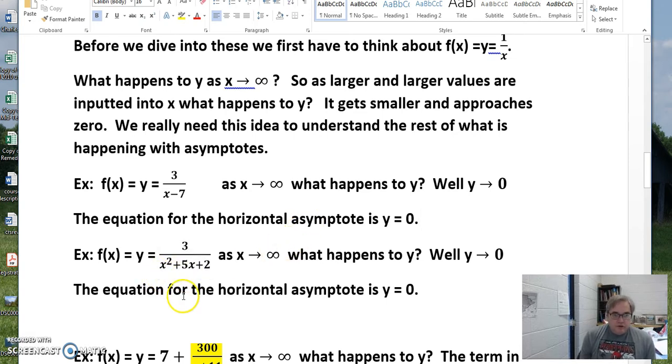Here's a more complicated one: 3 over x squared plus 5x plus 2. But again, as x goes to infinity, as x gets large, I'm putting a large number in and squaring it. So if I put 100 in, I'm going to get 10,000 just from that. Then I'm going to add another 500 to it, plus 2. The 2 isn't really contributing much. But this is going to get really large quickly. 3 divided by a really large number is going to get really, really small again. So y will approach 0. The equation for the horizontal asymptote is y equals 0.